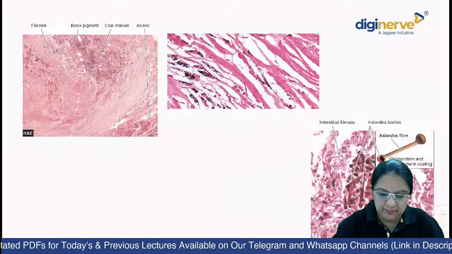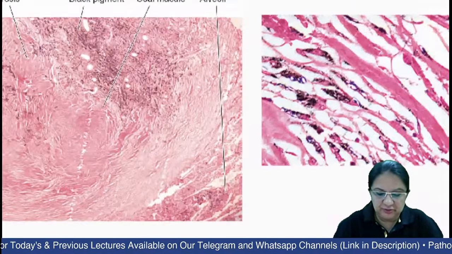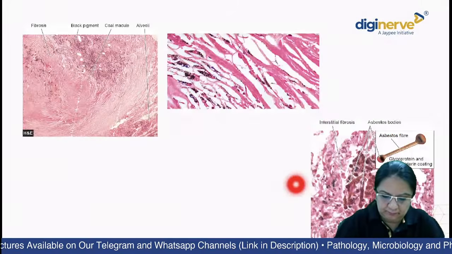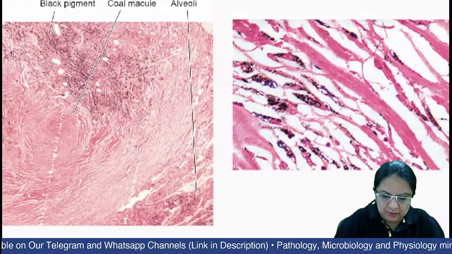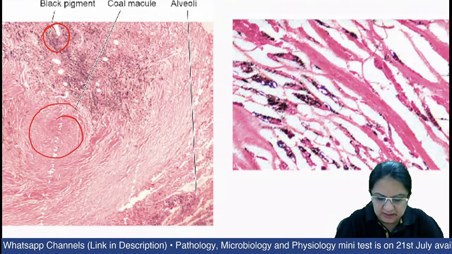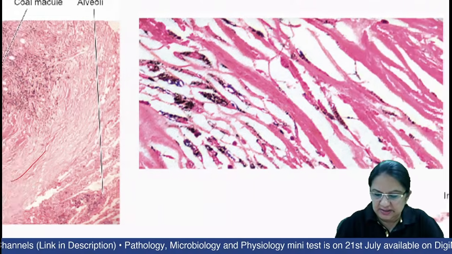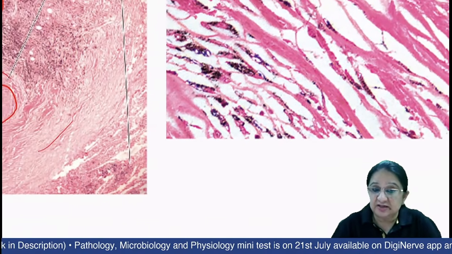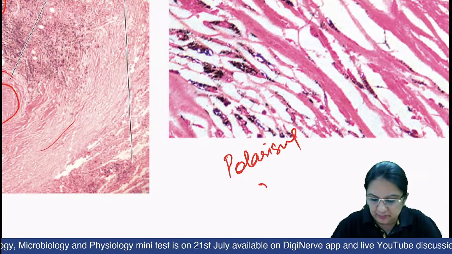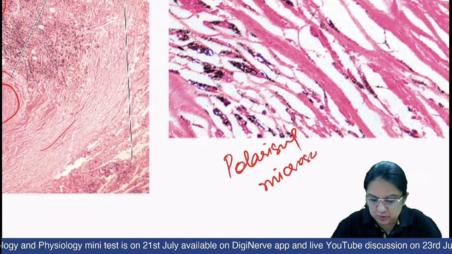Then coal worker pneumoconiosis, you see black pigment. You see black pigment here. Then these are the macules, and you see fibrosis. Then in silicosis, you see silica fibers under the polarizing microscope. Okay, only under the polarizing microscope.